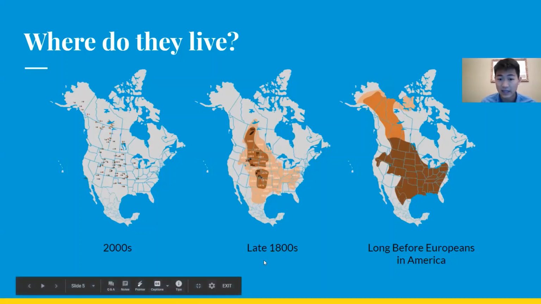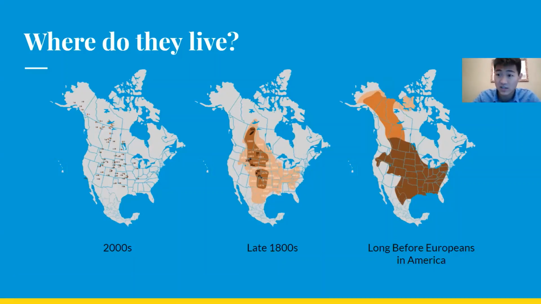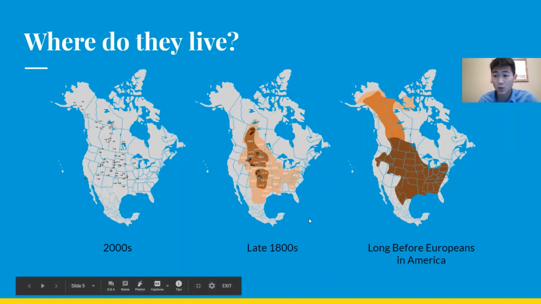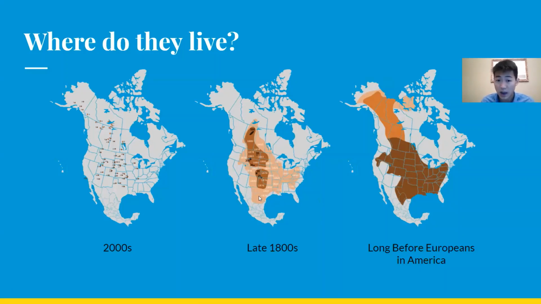And then in the late 1800s, as the US was expanding westward and people were settling out west, a lot of people were hunting buffalo for their hides and their tongues, and the buffalo were actually almost hunted to extinction. So as you can see, the roaming area of buffalo greatly decreased.